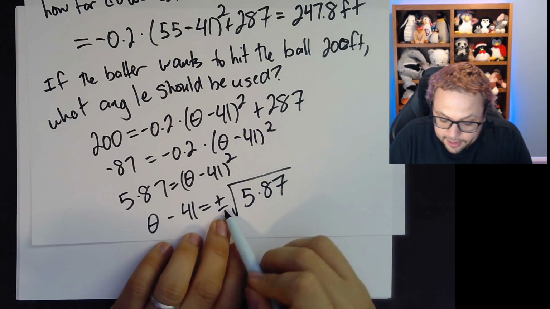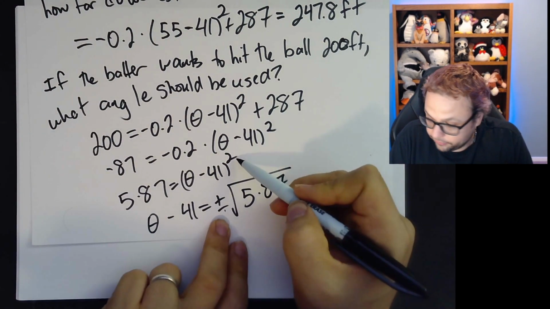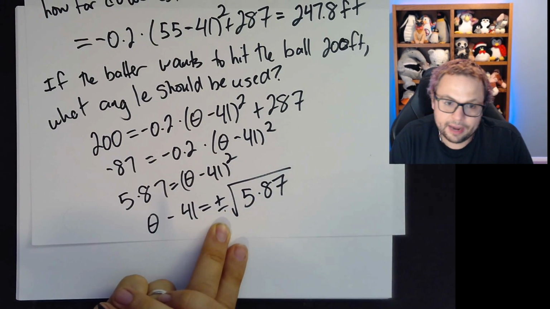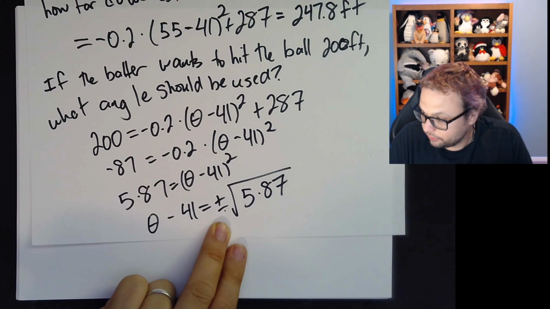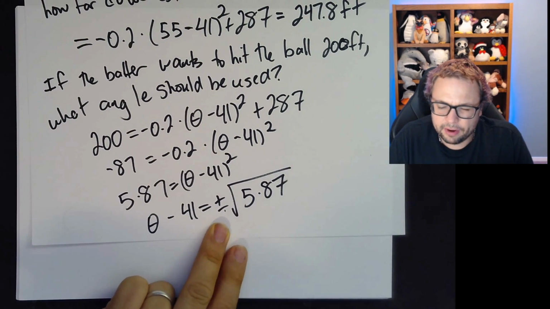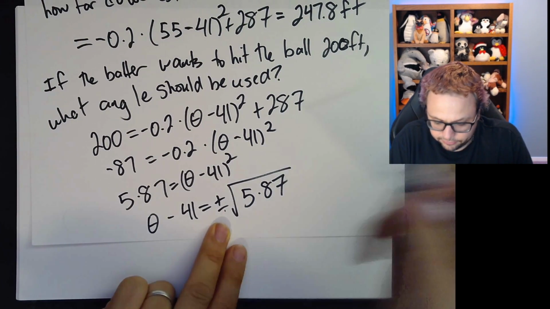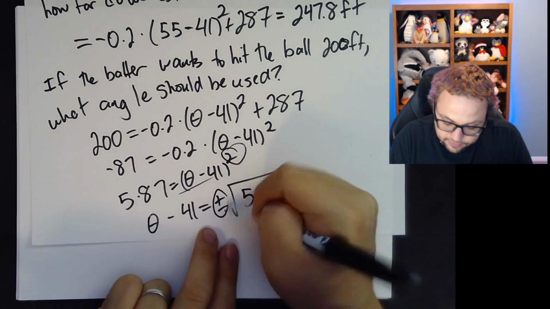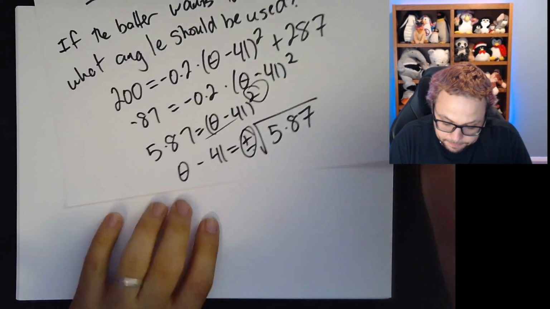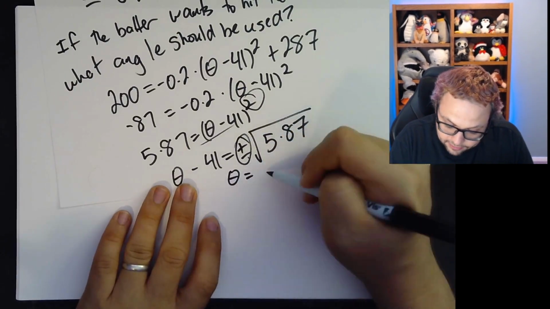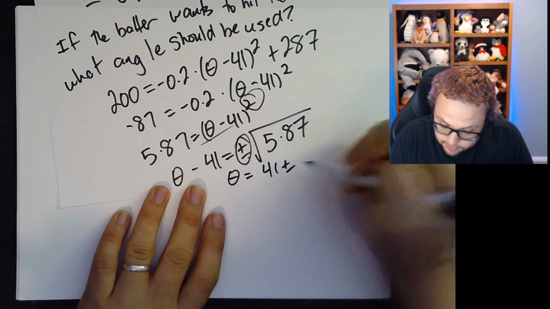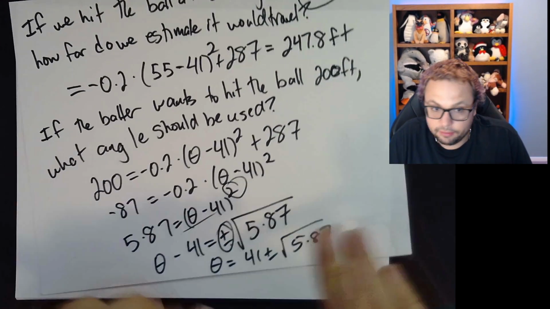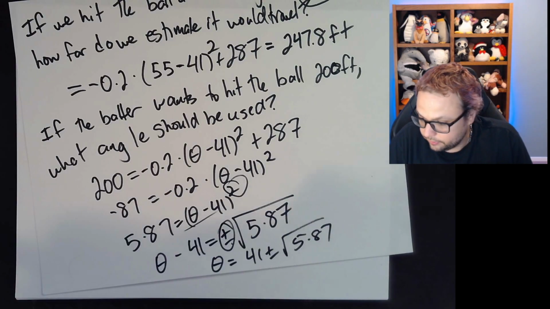Note I get a plus or minus when I take a square root of both sides, because if something squares to a particular value, I don't actually know whether it was the positive version or the negative version, because squaring, remember, removes the plus or minus. So whenever you're solving an equation by taking a square root of both sides, you always get this annoying plus or minus that comes in. And so what I get is that theta is 41 plus or minus the square root of 5 times 87. Let's go ahead and see what that is.